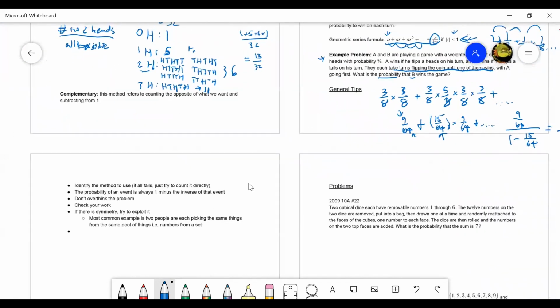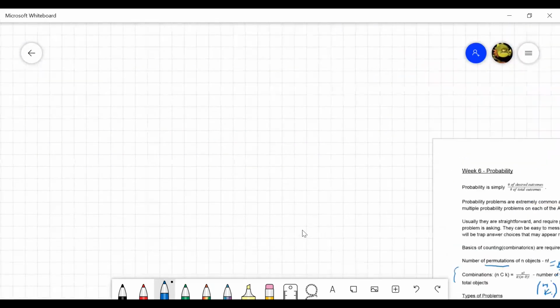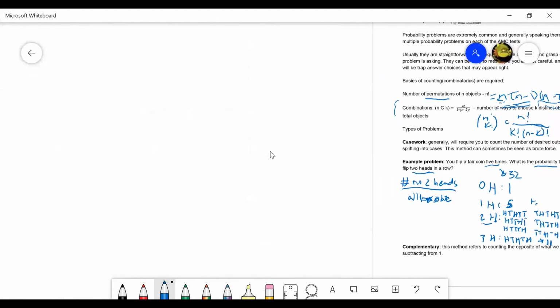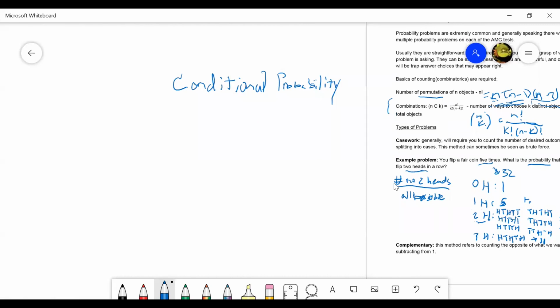I did actually want to talk about one more type of problem, and it's on the note sheet, so if you want to write it down on your own. This one's called conditional probability, and it's a little bit different from all the others, because it modifies what your denominator is going to be. Usually when you have a conditional probability, it says you're given something already happened. Given something, find the probability that something else happens, and that something else is related to that.